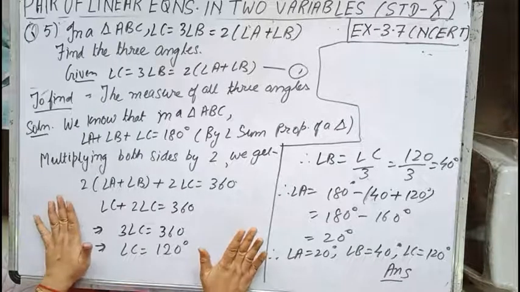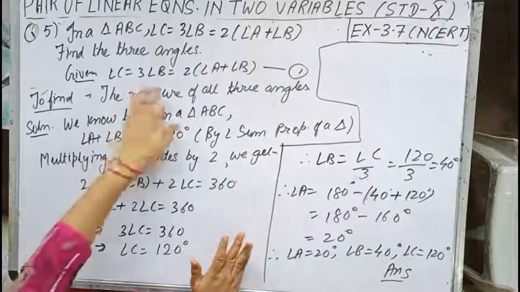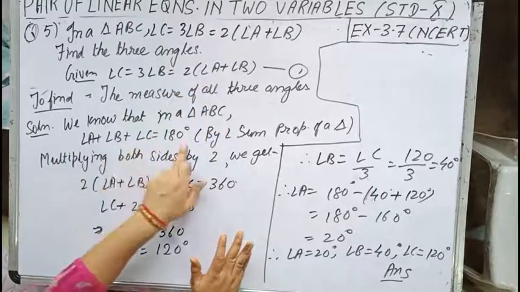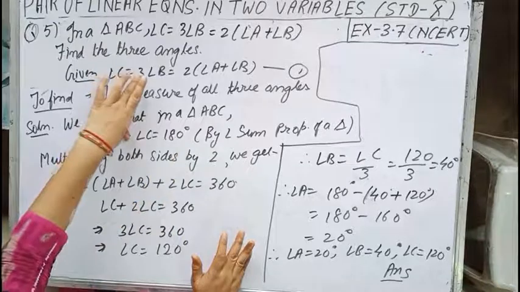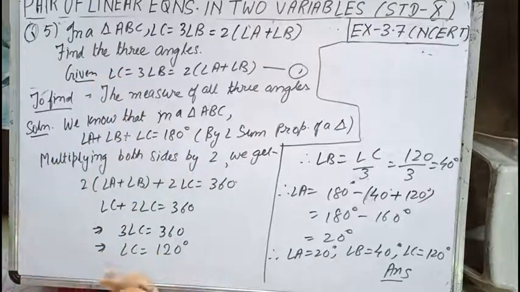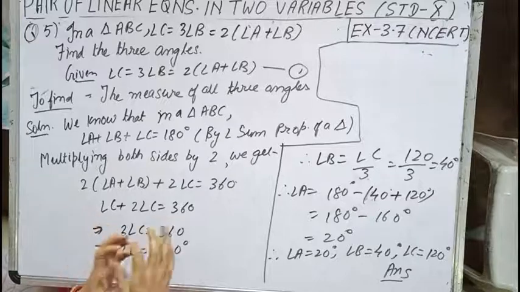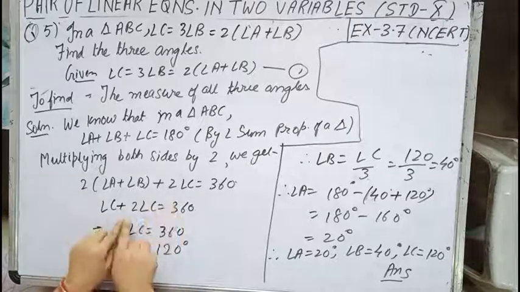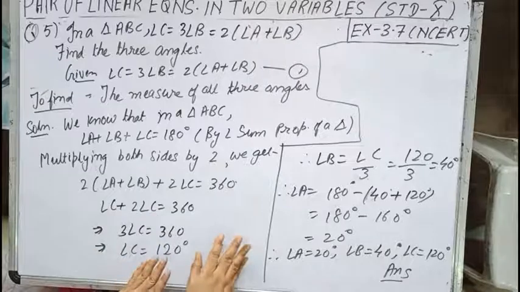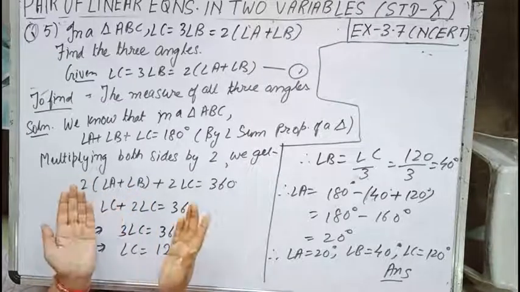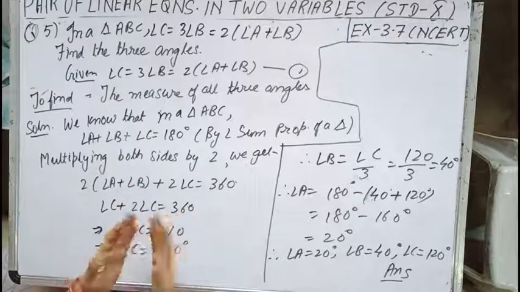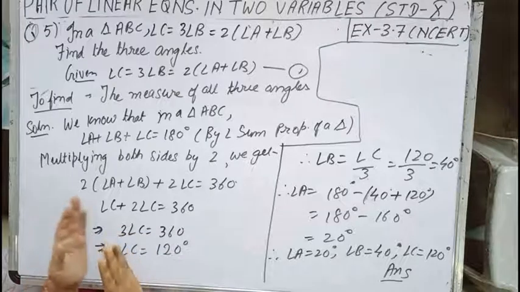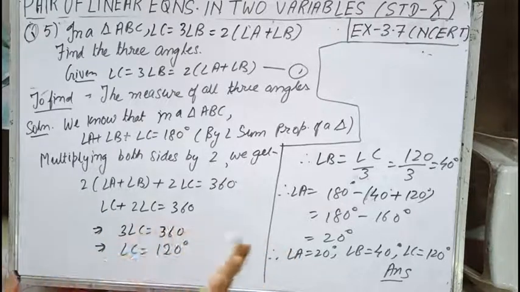So children, in this sum also, with the given conditions and with the angle sum property of a triangle, we solved and we got the value of A, B and C. In other ways also you can do. What my strategy was to get all the terms in terms of angle C and hence solve. You can get all the terms in terms of angle A or angle B and hence solve to get the value of angle A, angle B and angle C. Now let us move to the next question.